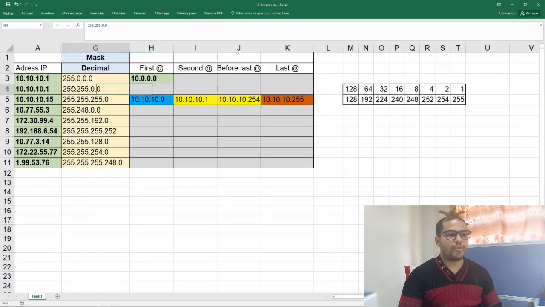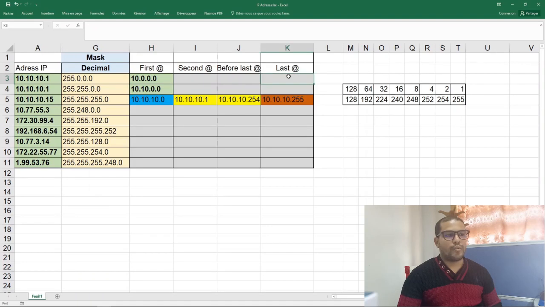For the second example, we have 255, 255, 0, 0. So the first address is going to be 10, 10, because we have here 255, 255, and the third and the fourth octet are going to be 0, 0. So 255, 255, 0, 0. The first address is going to be 10.10.0.0.